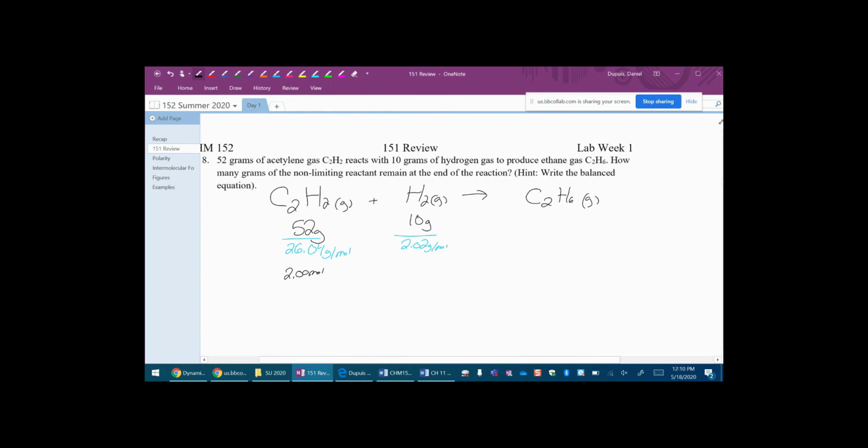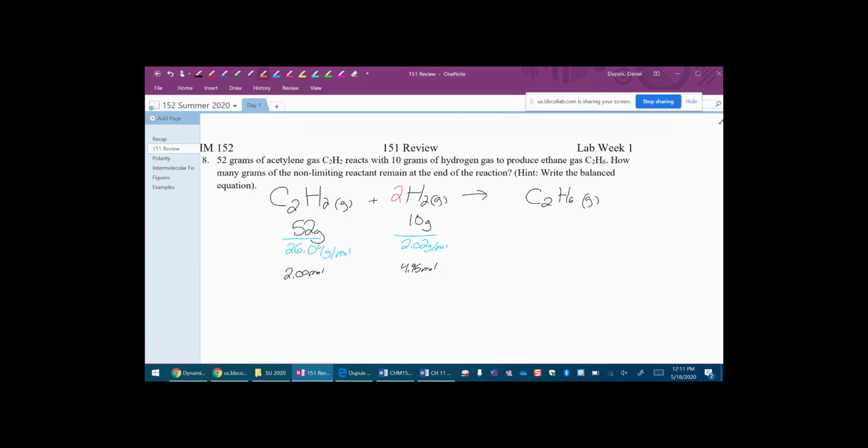And 10 divided by 2.02, I get 4.95 moles. All right. So, is it balanced? No. Carbon is balanced. 2, 4, I need to put a 2 here, don't I? So that's now 2, 4, 6. Now it's balanced. Right there it is. So now we've got 2 carbons on both sides and 6 hydrogens on both sides.